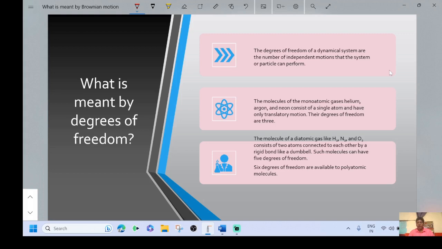The molecule of a diatomic gas like H2, N2, and O2 consists of two atoms connected to each other by a rigid bond like a dumbbell. Such molecules can have 5 degrees of freedom. 6 degrees of freedom are available to polyatomic molecules.